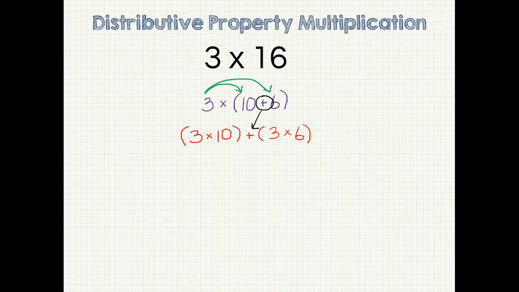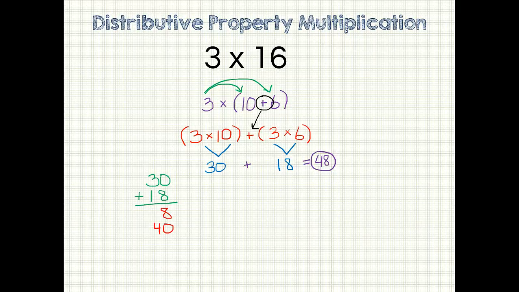Next, we are ready to multiply within those groups. 3 times 10 equals 30, and 3 times 6 equals 18. The last step is to add the products. We can do it mentally. 30 plus 18 equals 48, or we can use the vertical method for addition. 0 ones plus 8 ones equals 8, and 3 tens plus 1 ten equals 4 tens, or 40. And finally, 8 plus 40 equals 48.